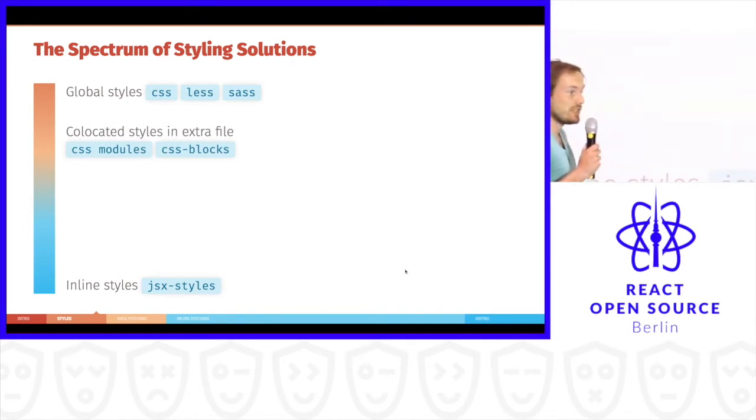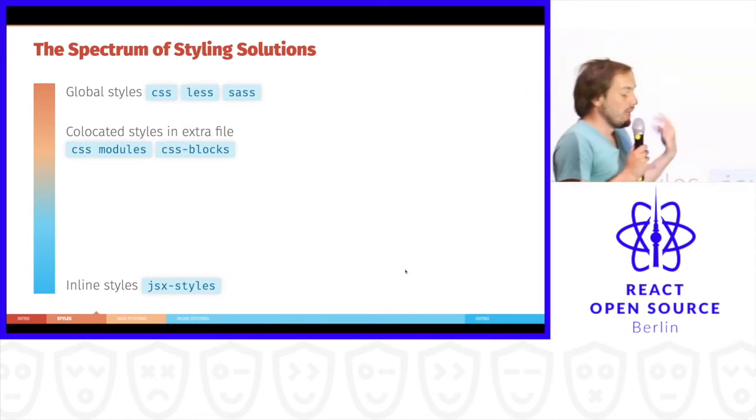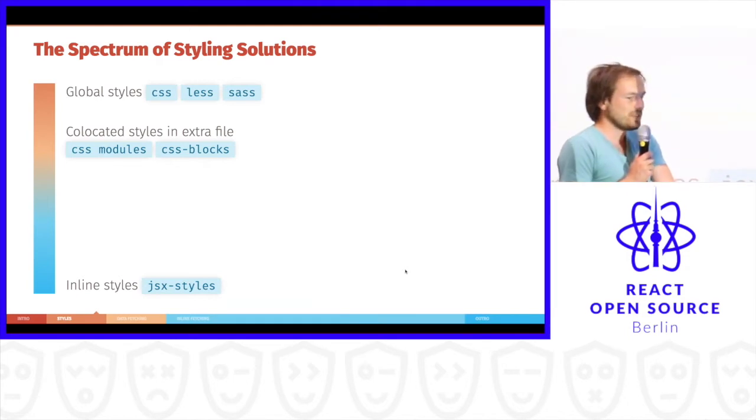But there were other solutions coming up as well. So two approaches that I listed here are collocated styles in an extra file. Both CSS Modules and CSS Blocks, which is a very new library which was released last month, I believe, by LinkedIn, use this approach, which allows you to write CSS, but it gets heavily compiled into a namespaced version and potentially some further processing. So you don't have to think about namespacing all that much.